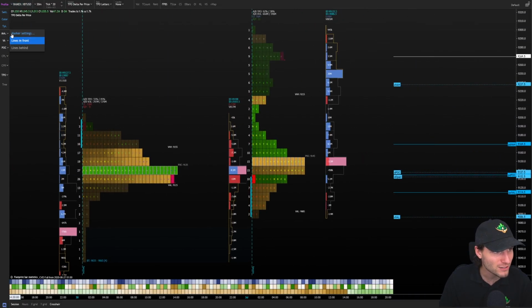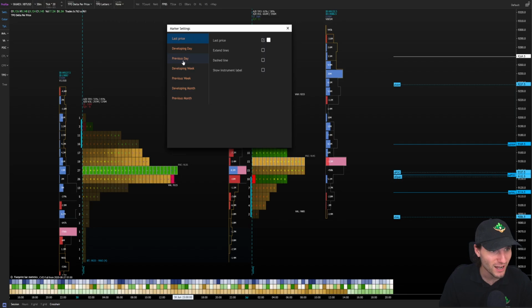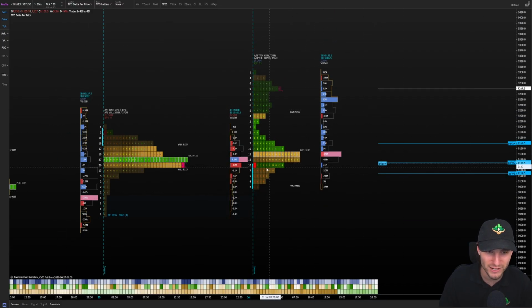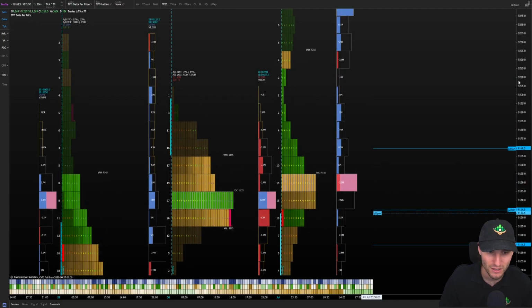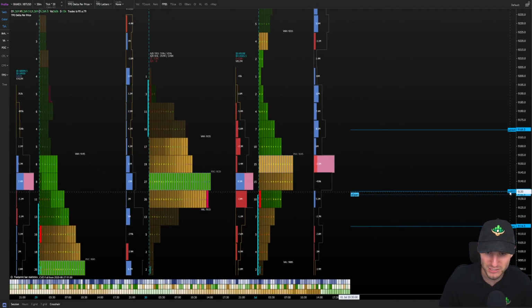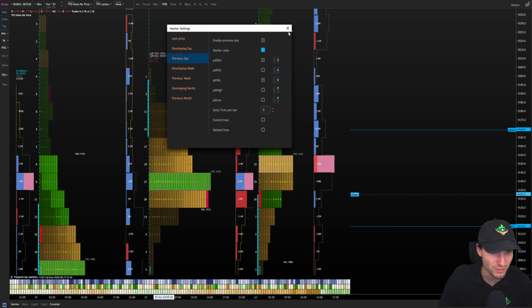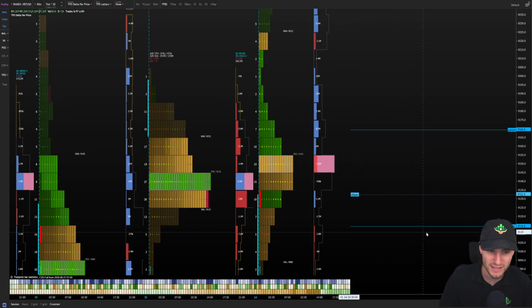What do I have straight away? I have marked out, in my marker settings, the previous day value area high, point of control, value area low. I have the developing day, and all I would need is to mark out this daily open. I can see straight away, it's just giving me instantly the daily open, previous day's point of control, value area high, value area low. And to make it really simple, you don't even need the previous day's point of control in this one. You just need that, and that.